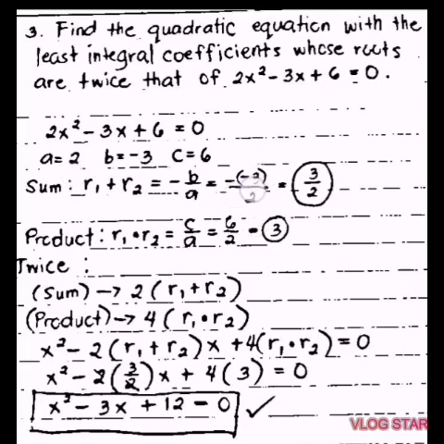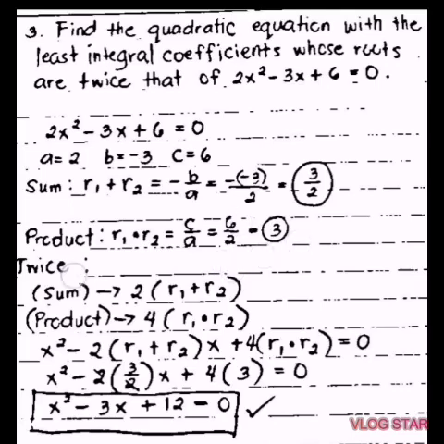So negative times negative is positive, so 3 over 2 for the sum. Okay, for the product, represented by r sub 1 times r sub 2 equals c over a. So the value of c is 6, and the value of a is 2. So 6 over 2 equals 3.